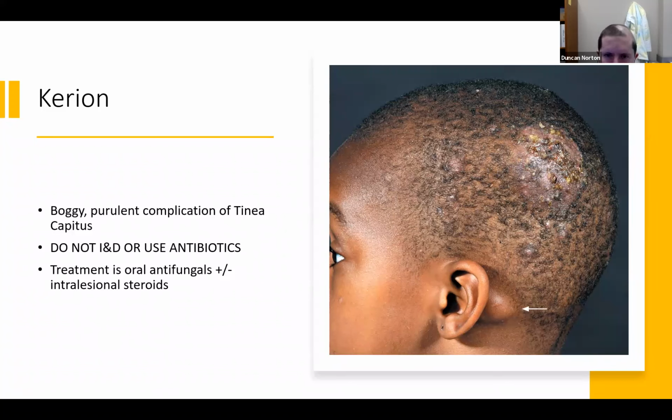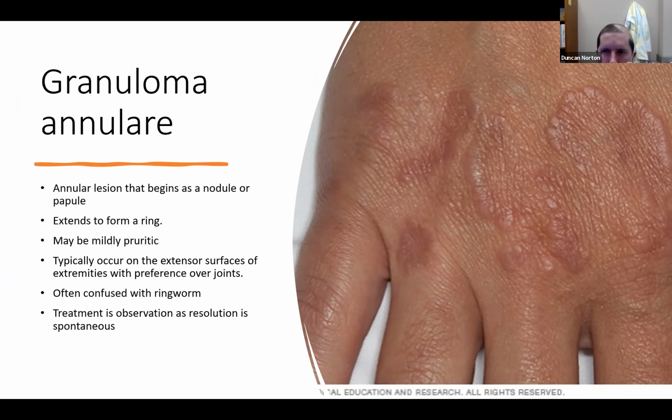Now, one thing that can be confused with ringworm is something called granuloma annulare. This is an annular type lesion that begins as a nodule or papule. It then extends to form a ring and may be a little itchy at times. It typically occurs on the extensor surfaces of extremities with a preference over the joints. So you'll see it over the elbows, the fingertips, the knuckles, the knees. A lot of people confuse this with ringworm, and they'll be like, oh my gosh, I've given them all different types of topical antifungals and it's not working. That's because it's not ringworm. The treatment is observation, as this just resolves on its own.